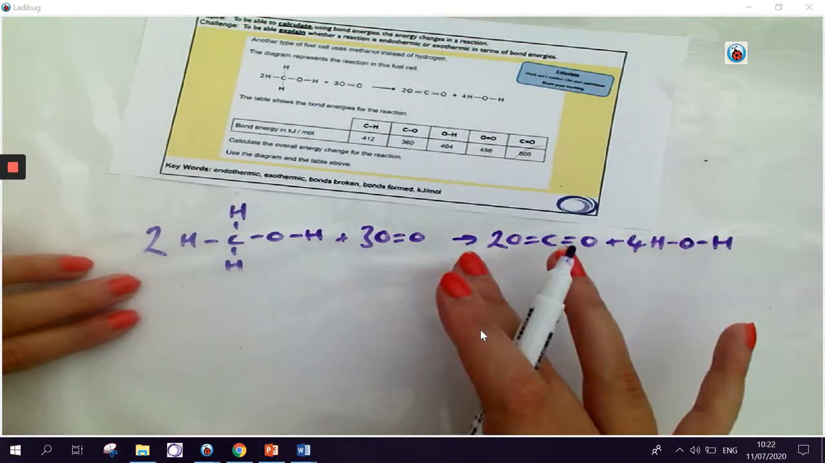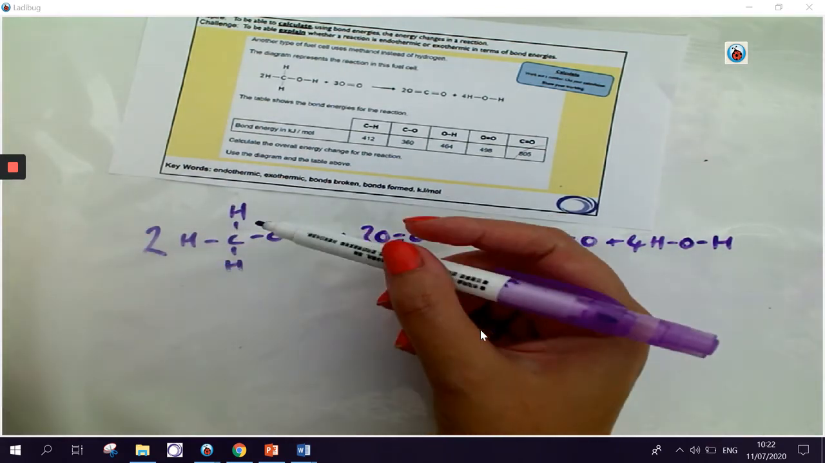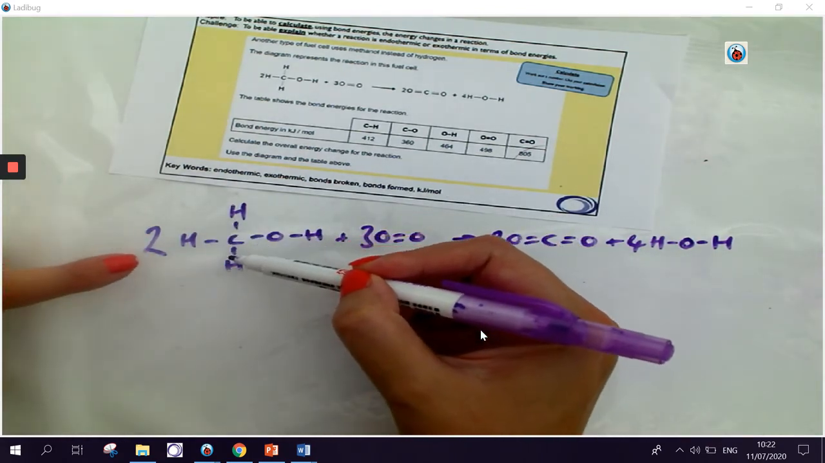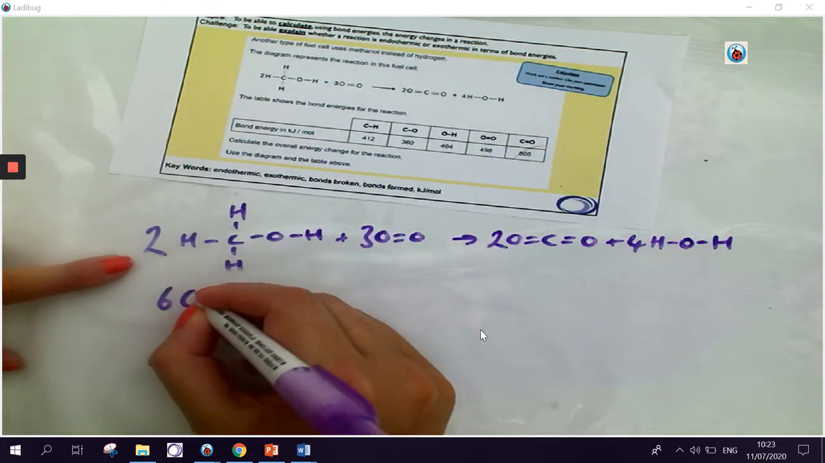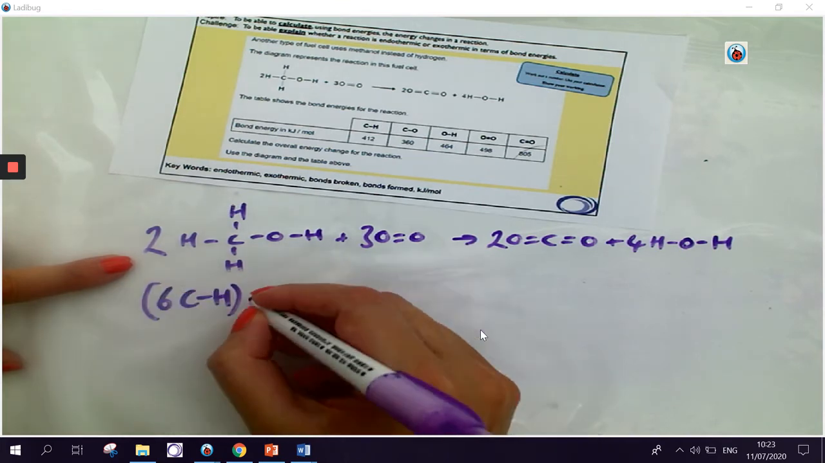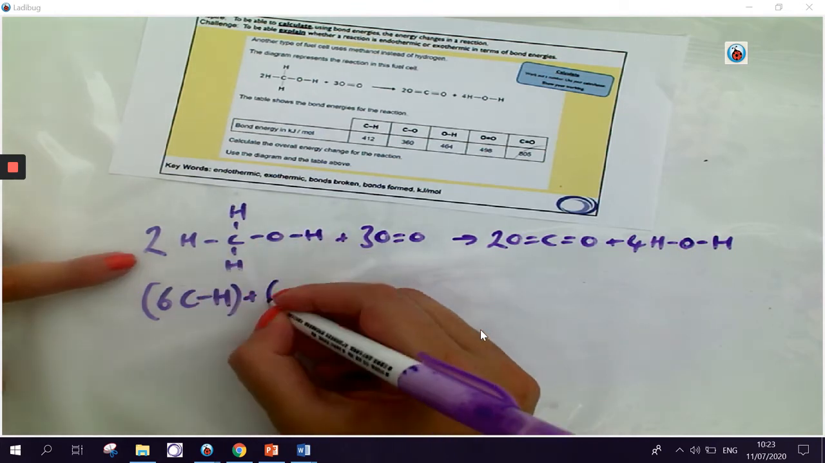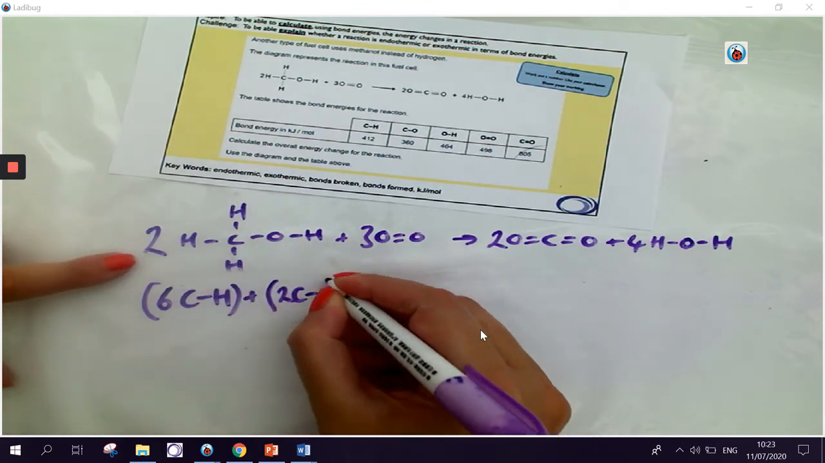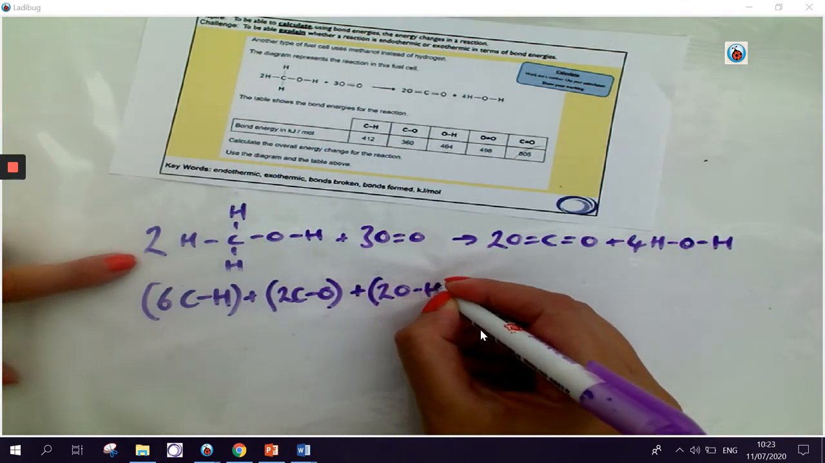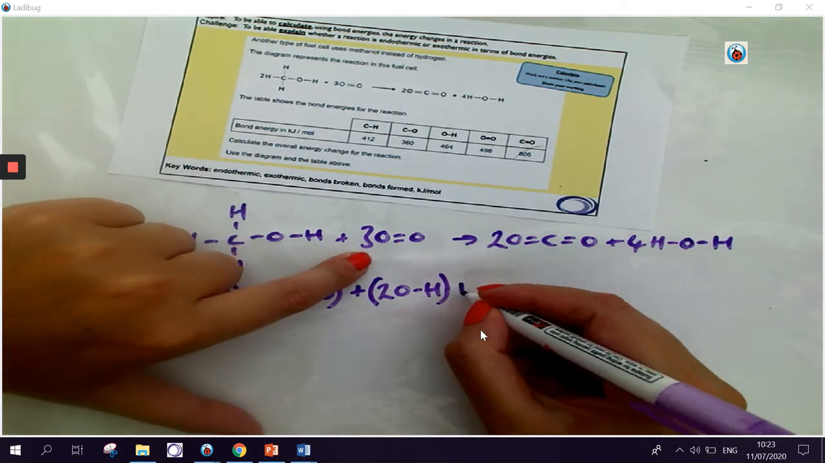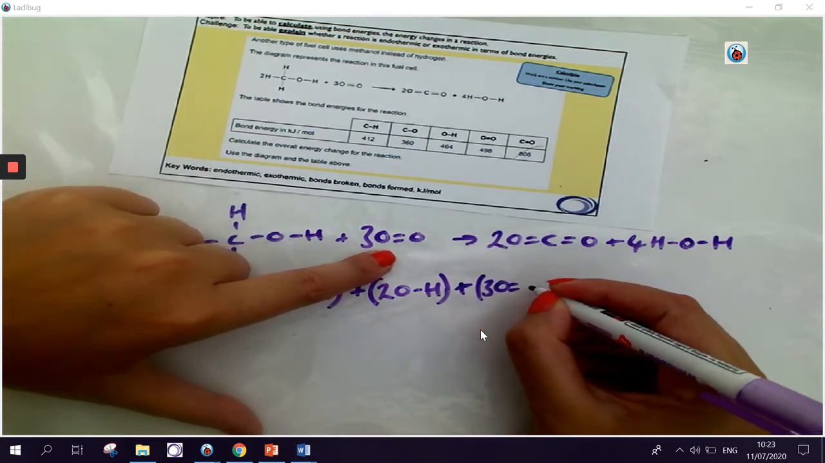Okay, so if we look at the reactants first, in this molecule of methanol, I've got 3 carbon to hydrogen bonds, but I've got 2 of this molecule, which means I'll have 6 carbon to hydrogen bonds overall. I'm also going to have carbon to oxygen, and 2 carbon to oxygens, because there's 2 of the molecule, and 2 oxygen to hydrogen bonds. My other reactant is oxygen. That means I've got 3 oxygen to oxygen bonds.